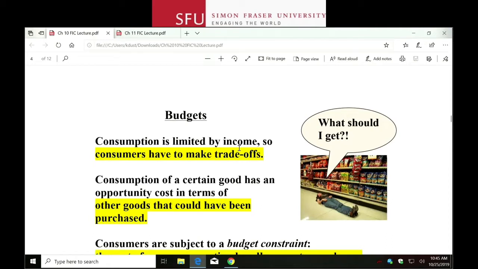And our choices are limited by how much money that we have. So that's called our budget constraint. Now, in reality, we can, of course, borrow money. People can borrow money or use credit cards, and in reality, people do this all the time.